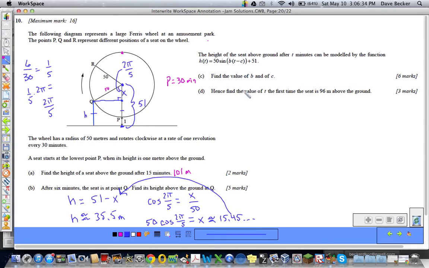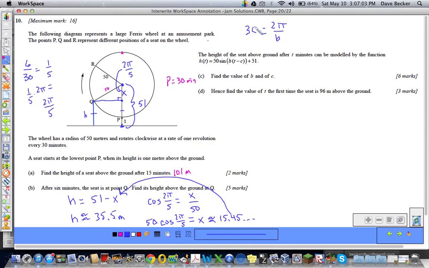All right, so now part C. The height of the seat above the ground after t minutes can be modeled by the function h of t equals 50 sine of b times (t minus c), plus 51, where t is the minutes, and they want us to find b and c. Well, remember, period equals 2 pi over b, where b is the coefficient out in front of the variable here. Well, we know that the period is 30 minutes.